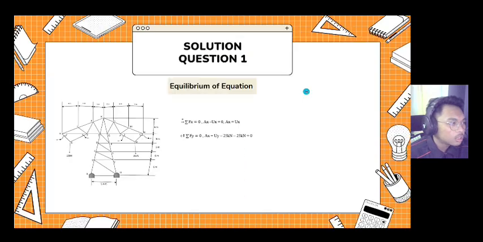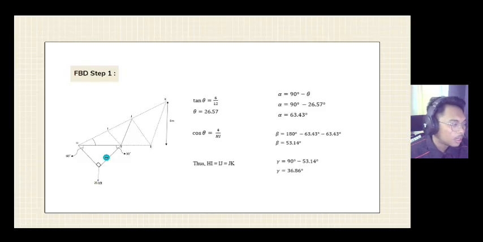So this is the full free body diagram for question number 1. Then Fx equal to 0, X minus Ux equal to 0, so X equals Ux. Then Fy equal to 0, X plus Uy minus 25 kilonewton, minus 25 kilonewton, equal to 0. So step 1, do a free body diagram. First we want to find the theta and the HIF, HI.